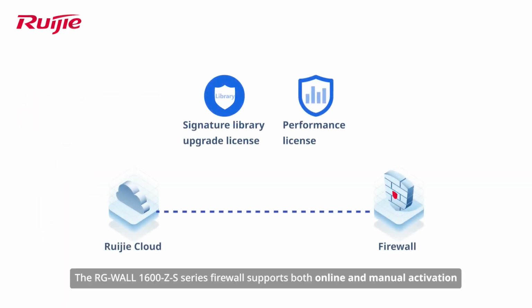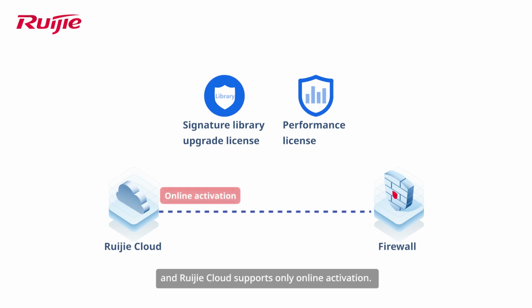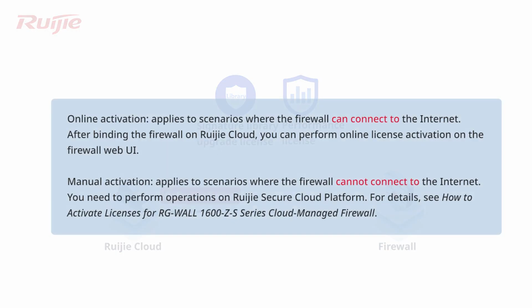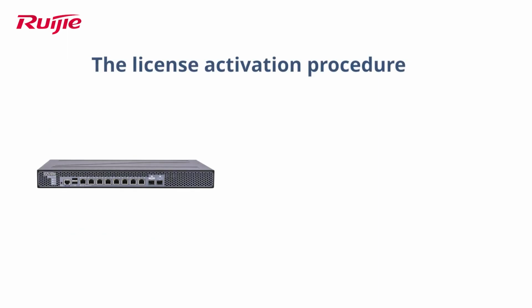The Ruijie 1600Z S-Series firewall supports both online and manual activation, and Ruijie Cloud supports only online activation. Online activation applies to scenarios where the firewall can connect to the internet. After binding the firewall on Ruijie Cloud, you can perform online license activation on the firewall web UI. The following describes the online license activation procedure.